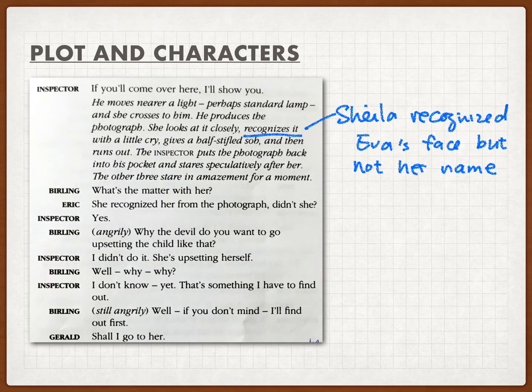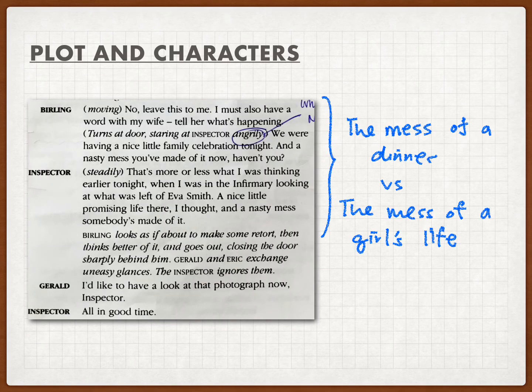And Mr. Birling, Eric, and Gerald were all shocked. Eric immediately guessed that his sister recognized Eva Smith from the photograph. Mr. Birling was so mad at the inspector because he thought the inspector upset Sheila. But the inspector said he didn't do anything. It was Sheila who upset herself. So Gerald proposed to go and find her. Mr. Birling said he would do that, and he was so angry at the inspector and told him that he had messed up their family celebration. But the inspector replied that a girl has just died. Compared to this dinner, Eva Smith's life was messed up by all these people as well.